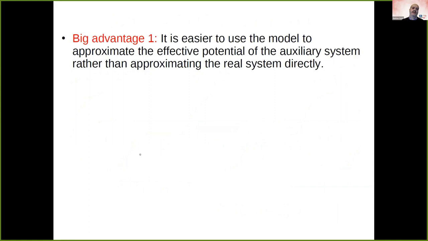Well, the first big advantage of this idea is that it's much easier to use this model world, the homogeneous electron gas, to approximate the effective potential, and in particular just a part of it, of the auxiliary system, rather than approximating the real system directly. We don't use the homogeneous electron gas to approximate the real system. We use it to calculate a small part of the effective potential of the auxiliary system. This is the first advantage.